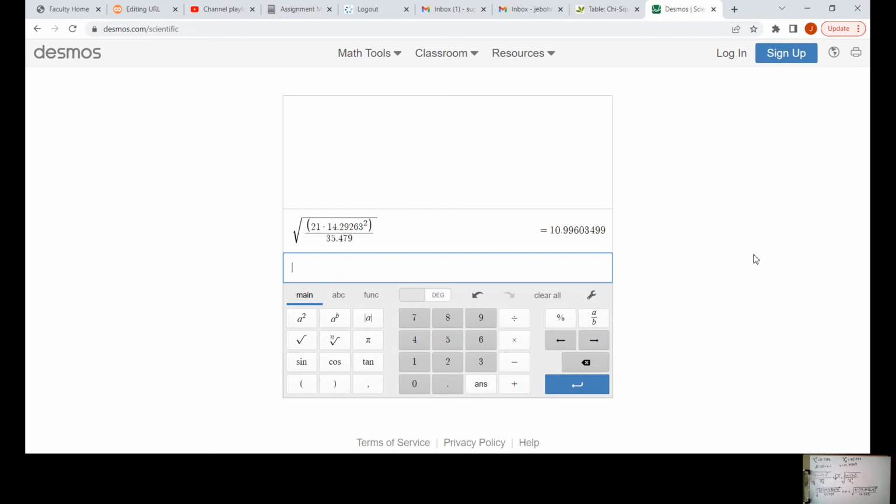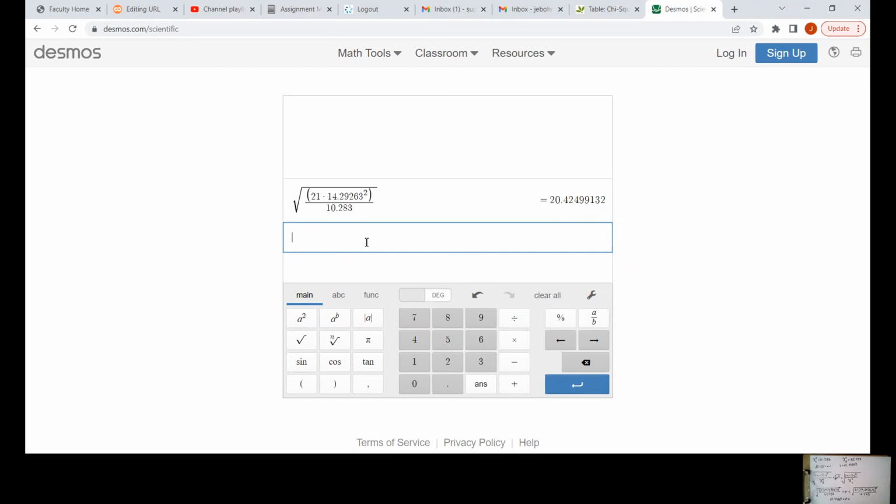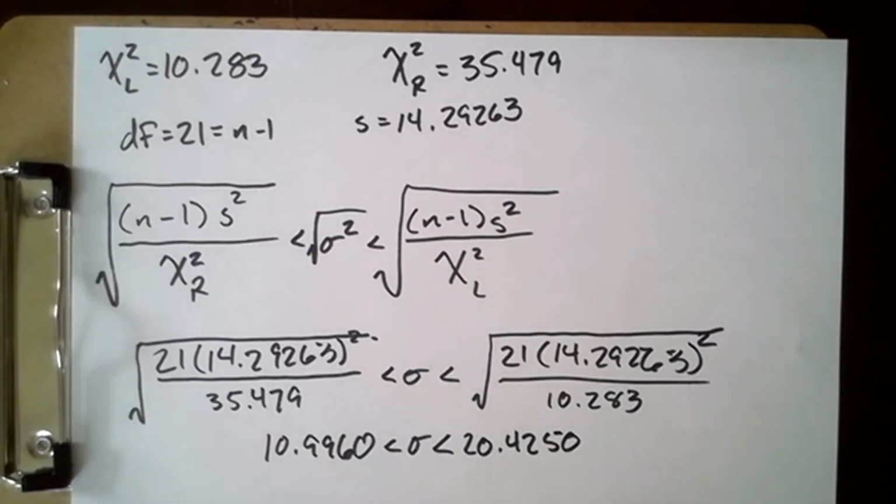We're going to use 4 decimal places here, I guess. I don't think we need that many, but we'll use it for the moment. They'll tell you in the problem how many decimal places they want you to use. So we've got 10.9960 is less than sigma is less than, we will replace that denominator with 10.283, and we get 20.4250. Here is what that looks like at the end.